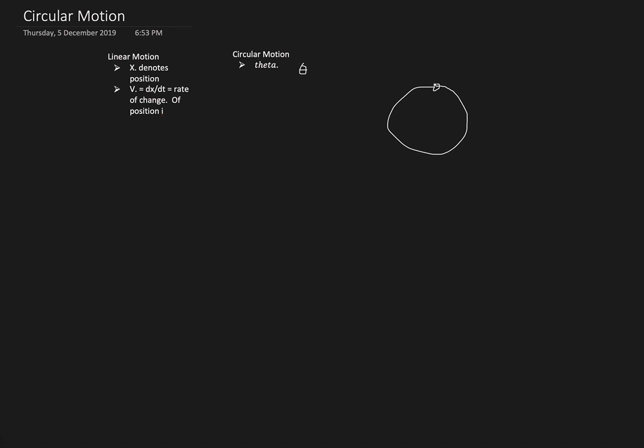Suppose this is the particle, and it is at distance r from the center, and suppose this is the point on the circle that we consider as a reference point. With respect to the reference point, how much angle has the object made? This is the position of the object, but here we are not talking about linear position, we are talking about angular position, and that is how much angle, theta.